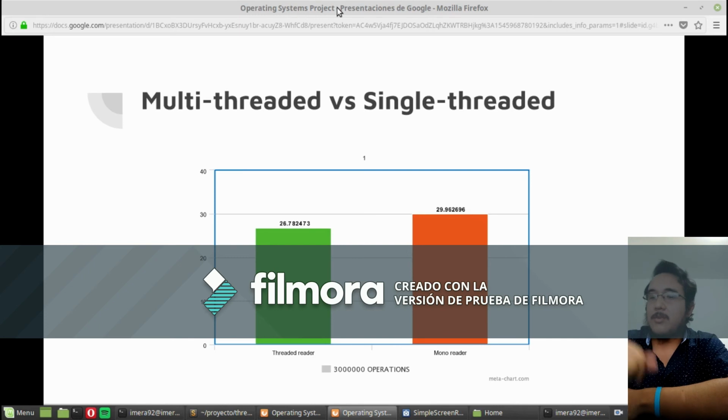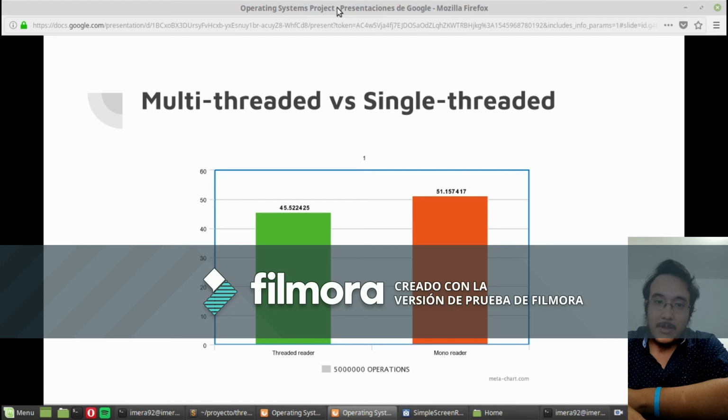If we increase the threshold to 3 million operations, we're going to see the difference is around 3 seconds. And if we jump up to 5 million operations, we can see that we have a difference of 6 seconds. So with this, I hope we can validate that our threaded reader is valid and is an efficient solution. So that was all for this video.